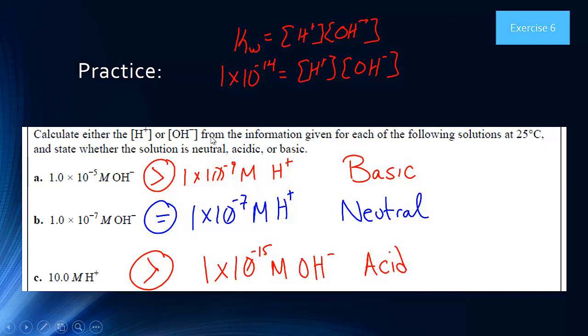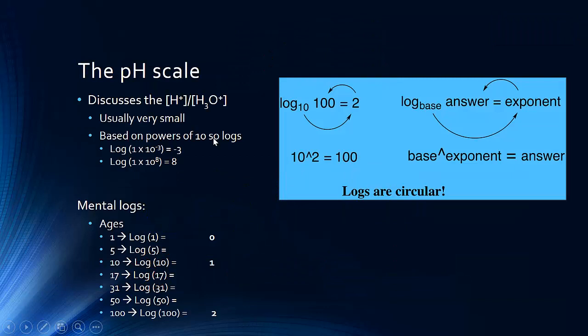Now, as you can imagine, working with all of these decimal places and scientific notation is a nightmare to do. And if we wanted to discuss these values, you wouldn't want to say that the concentration of hydroxide is 1 for every 10,000 water molecules. That can get really confusing very quickly. So, we developed the pH scale based off of logarithms.